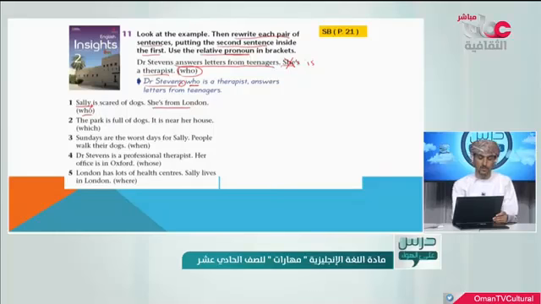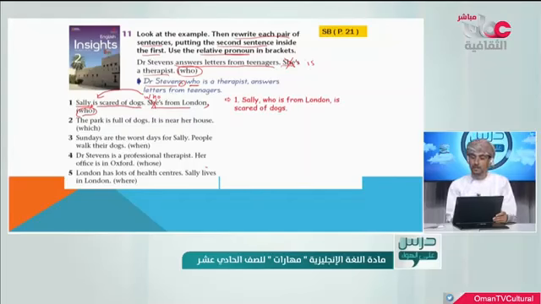So can we repeat, for example, she again here? No, because she refers to whom? To Sally. So we want to define Sally. We will use what? Who. Okay, here, so we'll write here who. Then we will put this sentence after the comma. Then we will have another comma after the relative clause, and then we will write the rest of the sentence. Let us see here. Sally, who is from London, is scared of dogs. Notice that who refers to a person.